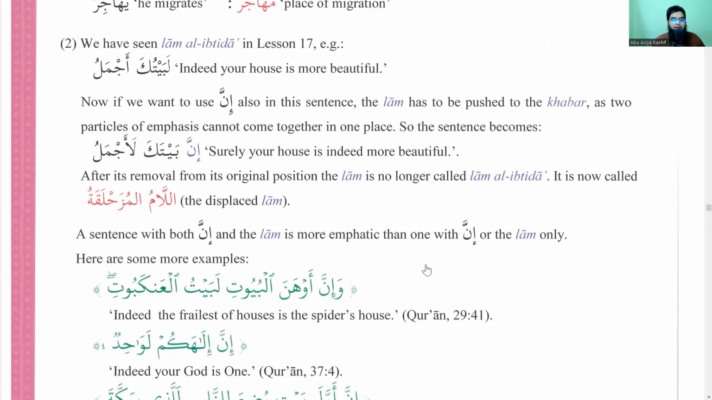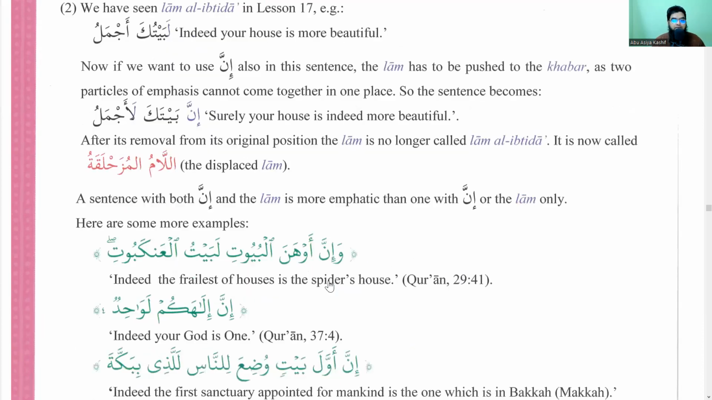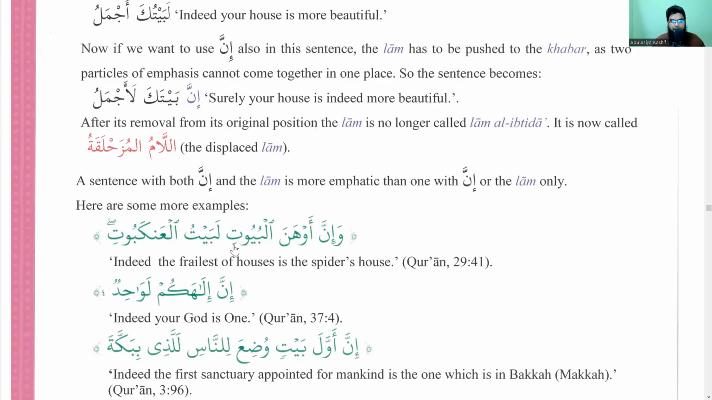Okay, so inna, like in the Quran, Allah says, and some more examples. Wa inna awhana al-buyuti la baytul ankabut. You see, double emphasis. Wa inna, so inna, and this is ismu inna, this is mudaf, and this is mudaf ilayhi anyways. La baytul ankabut, this is the khabar of inna, and this is the second emphasis. So inna, here's the ismu inna, here's the khabar of inna, and then lam is for emphasis. This is mudaf ilayhi anyways. This is linked to this. Indeed, the frailest of houses, the weakest, awhan.